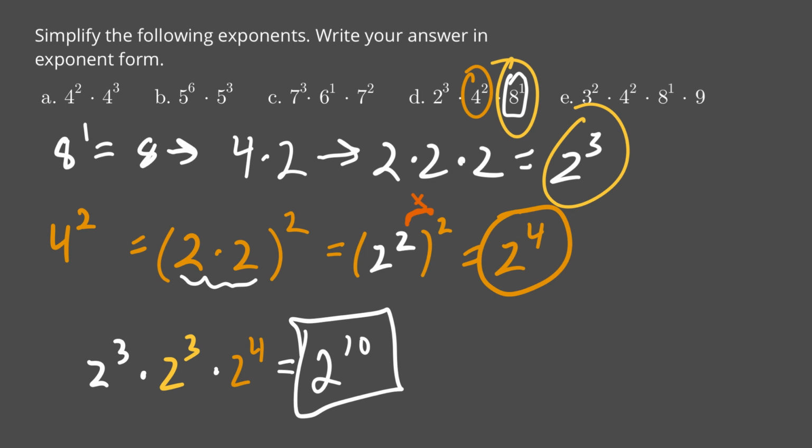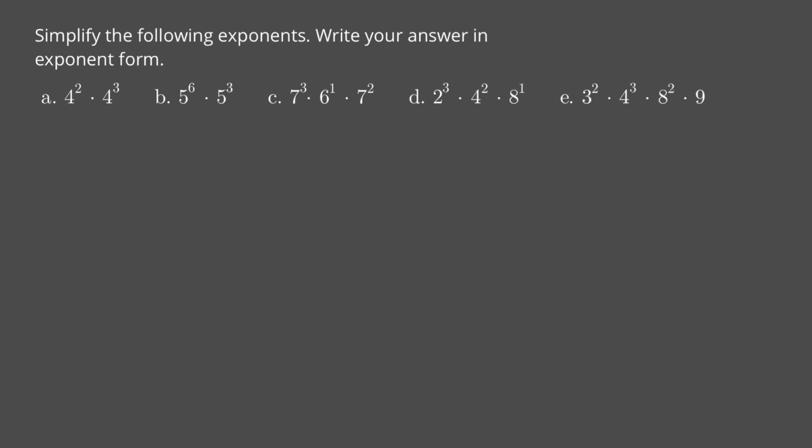Okay, let's try one more just like part D. With part E, we have 3 to the power of 2, 4 to the power of 3, 8 to the power of 2, and 9, which is the same thing as 9 to the power of 1. Let's break these down and try to get them in matching bases. 3 to the power of 2 is as low as it can go. There's no way to break that down. Let's take a look at 9. We know that 9 is the same thing as 3 times 3, which is the same thing as 3 squared. So there we go. That's helpful.